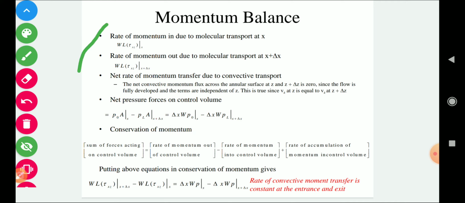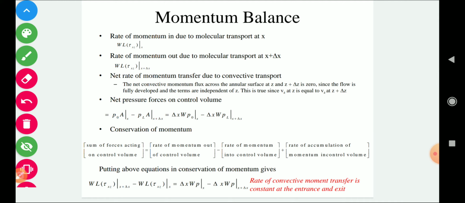Now if we put all these values in the conservation of momentum equation, which is the sum of forces acting on the controlled volume equal to the rate of momentum out of the controlled volume minus the rate of momentum into the controlled volume plus the rate of accumulation of momentum in the controlled volume. Now we assume steady state condition, so the rate of accumulation of momentum will be 0. Now if we put all these values in this equation, finally we will get this.